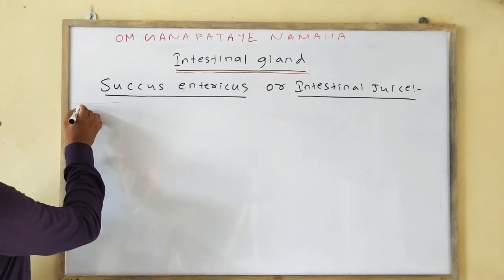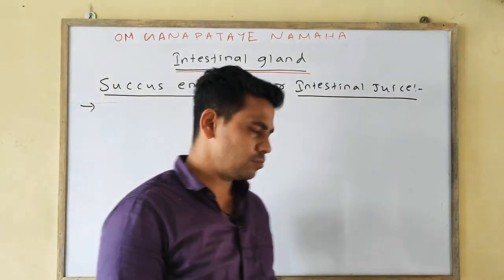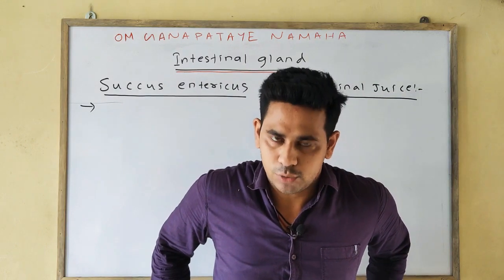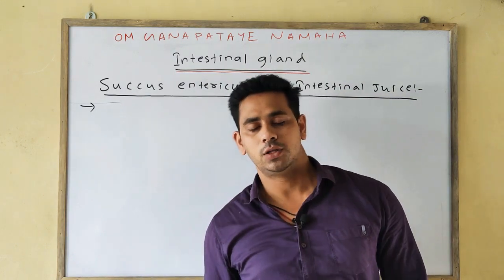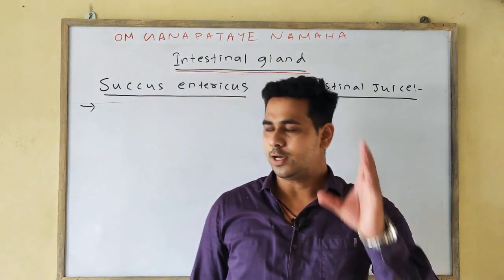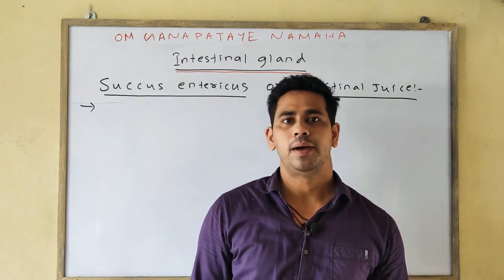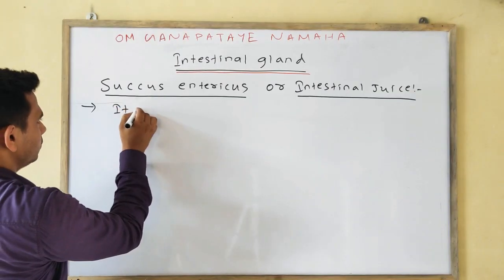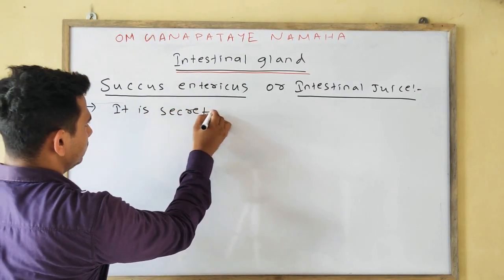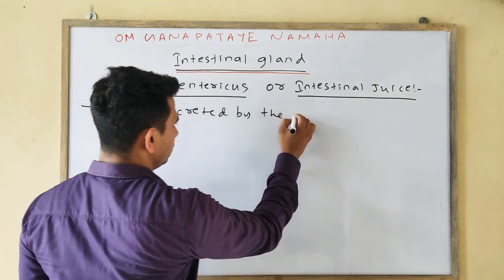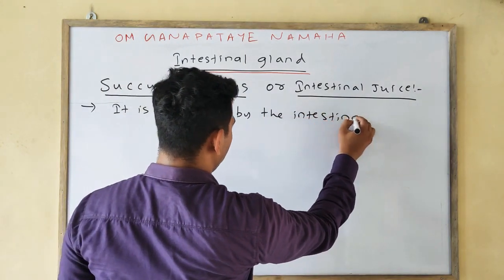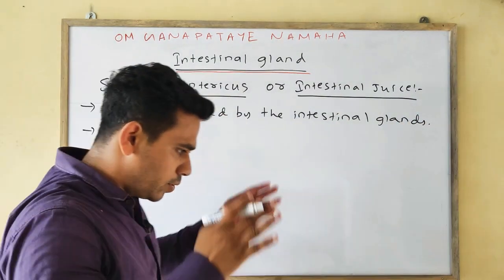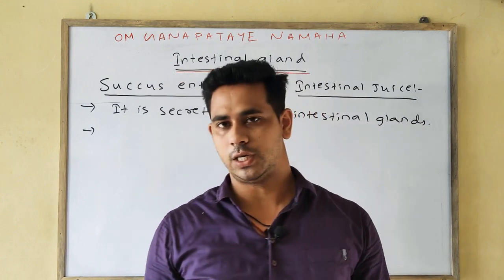Your first point: as we know, the intestinal gland secretion, or the intestinal digestive juice, is also known as succus entericus or the intestinal juice. First point, obviously it is secreted by the intestinal glands. That is why it is also called the intestinal juice.